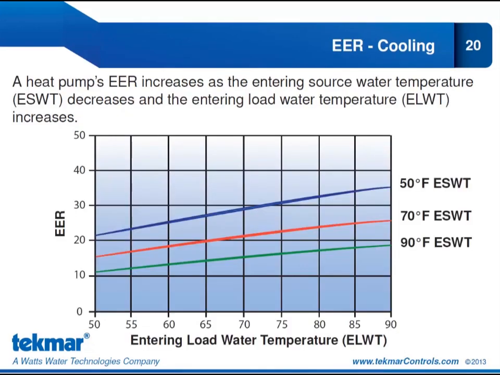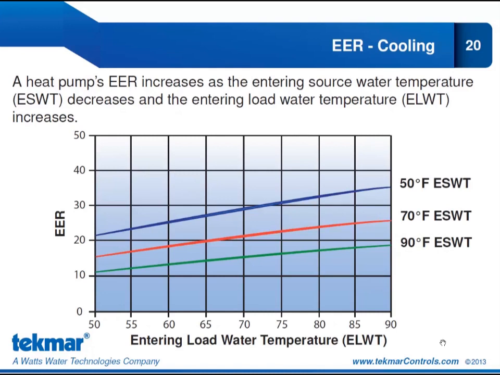So here we are showing how the EER changes with regard to the entering load water temperature and the entering source water temperature. Again, on my bottom axis, I have the ELWT, and I'm showing the EER changes for 3 different entering source water temperatures, 90, 70, and 50. Now, when I'm in cooling mode, what I want for the maximum efficiency is an entering source water temperature that's as low as possible.